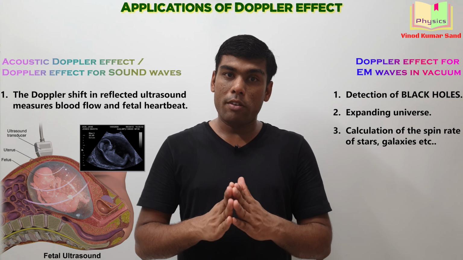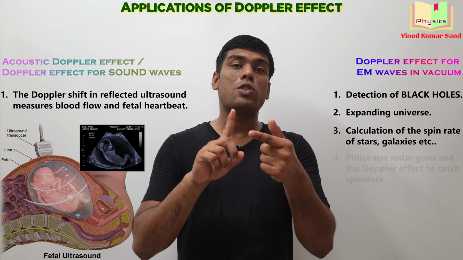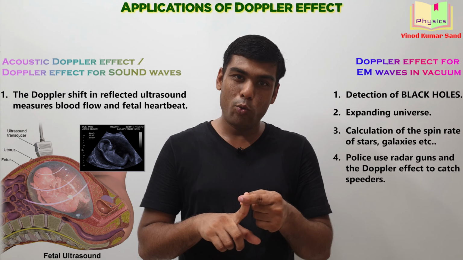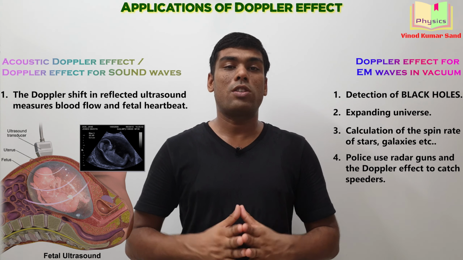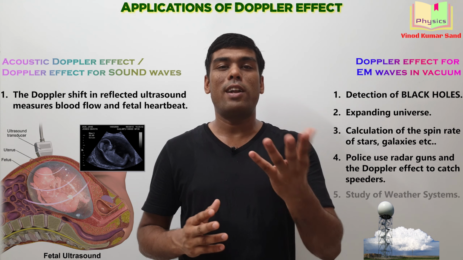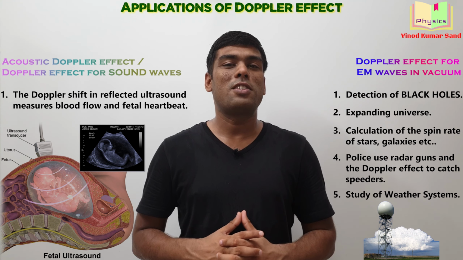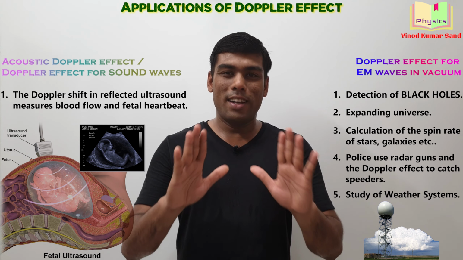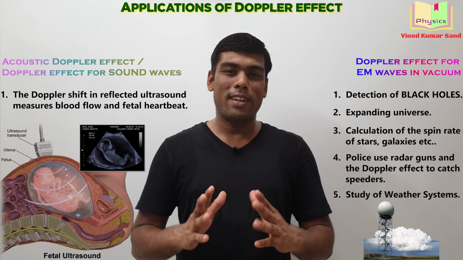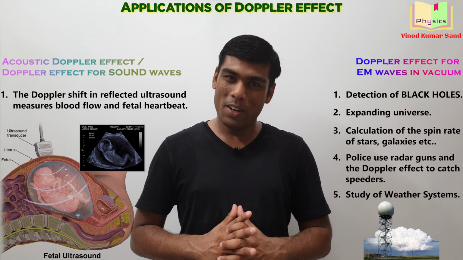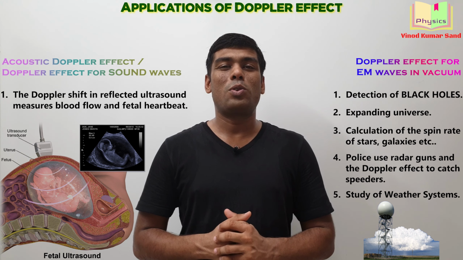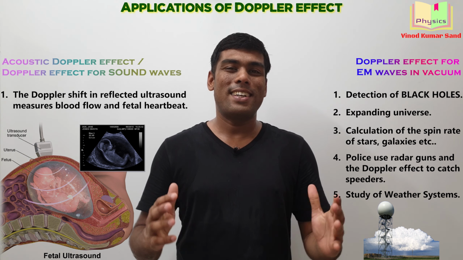Using this Doppler effect, the police issue speeding tickets for vehicles, and in order to study weather systems, we use next generation radars, and there we also use this Doppler effect. We'll go through all these examples in detail with the help of good questions. Once you note them down, then we'll proceed further.